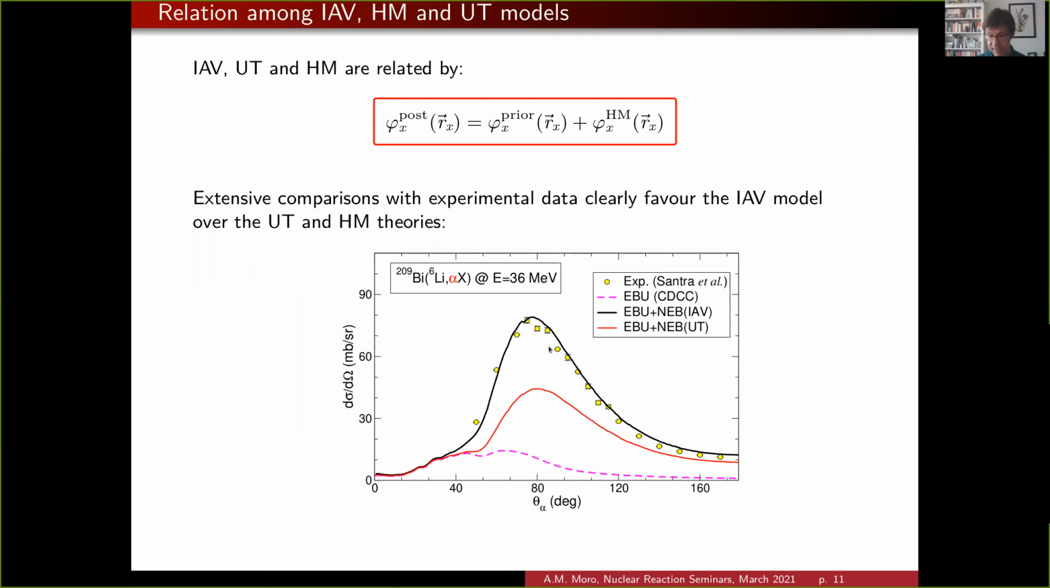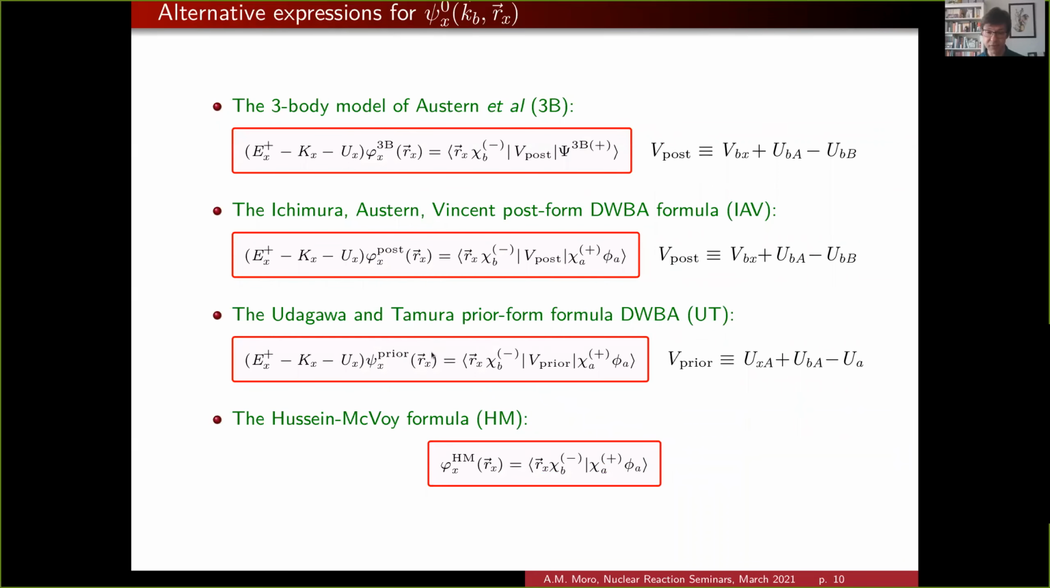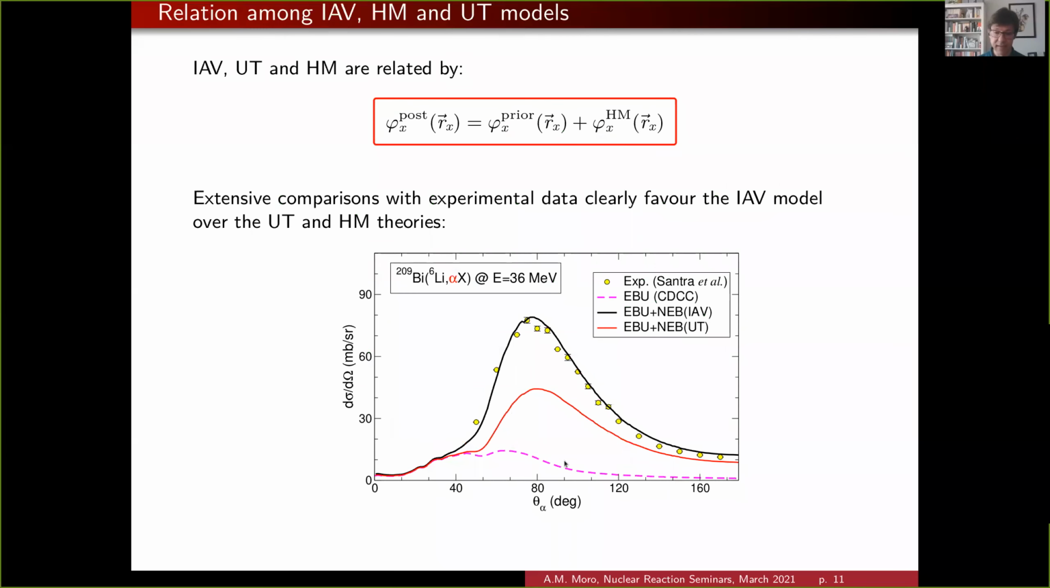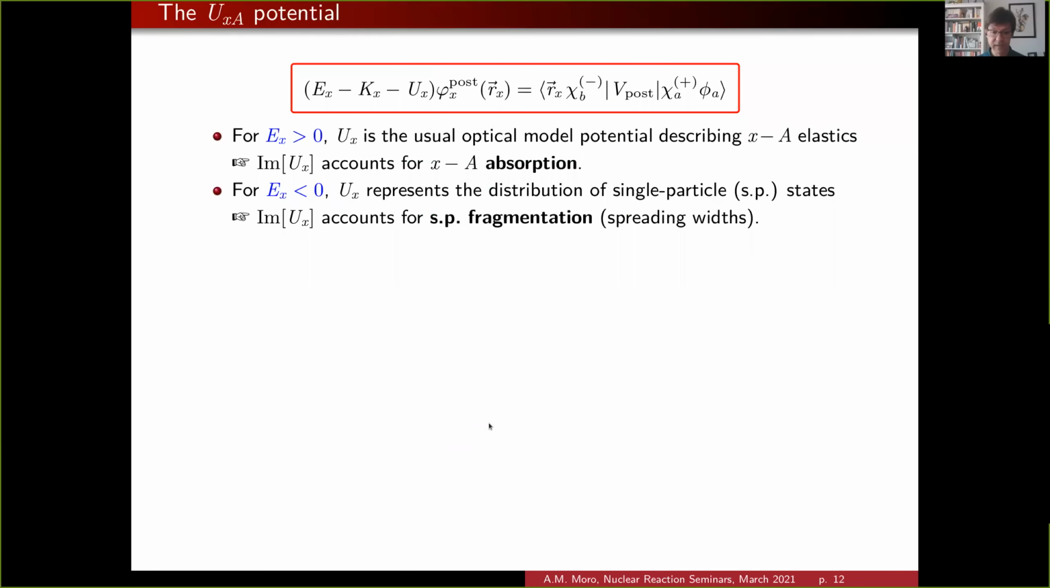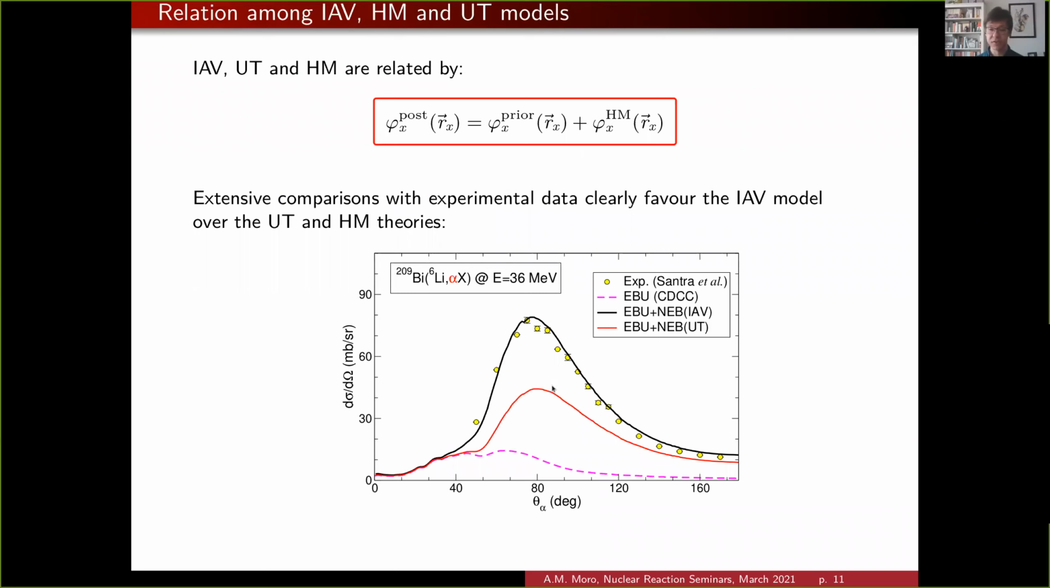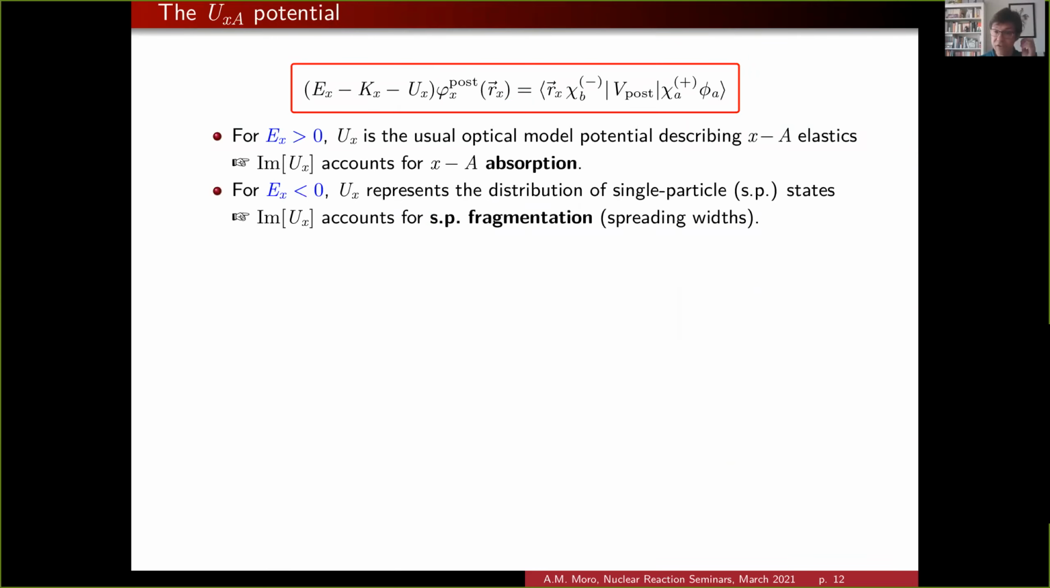So here you see a situation in which the Ichimura, Austern, and Vincent model reproduces very well this inclusive data. In order to compare with the data, we have to include also, since these theories are for the non-elastic breakup contribution, a possible elastic breakup contribution, that is this magenta line. So when we add the two contributions, we reproduce the data only when we use this Ichimura-Austern-Vincent model, but not with the Udagawa and Tamura formula. That's the reason why in the rest I will refer mostly to this IAV model.